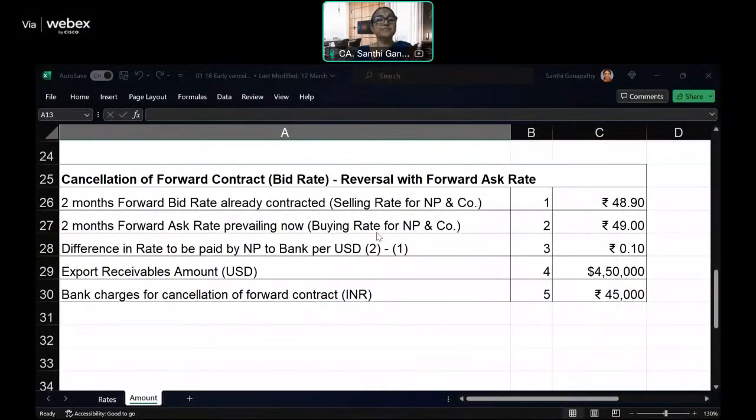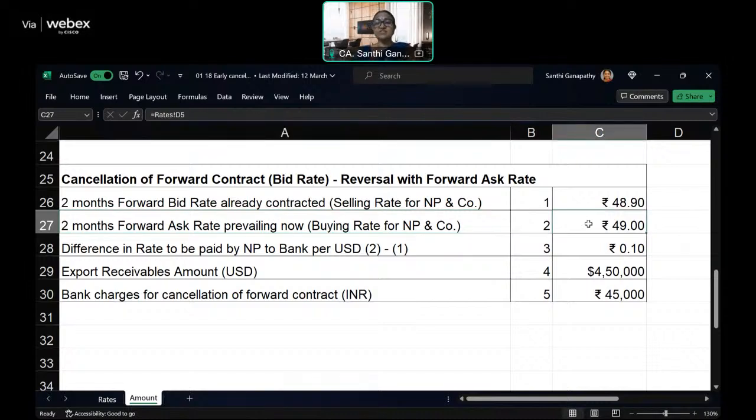So what do we know? 2 months forward bid rate already contracted, 48.9. This is a selling rate for me. Today, if I take a 2 months forward contract, I should take the ask rate, opposite position. So I make a loss of 0.1. This is per US dollar.